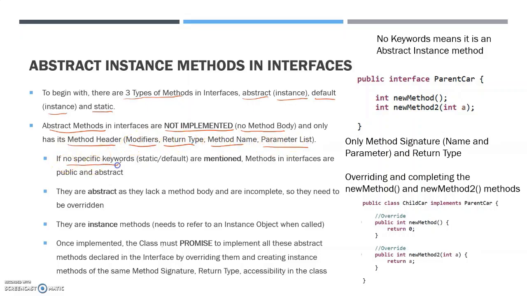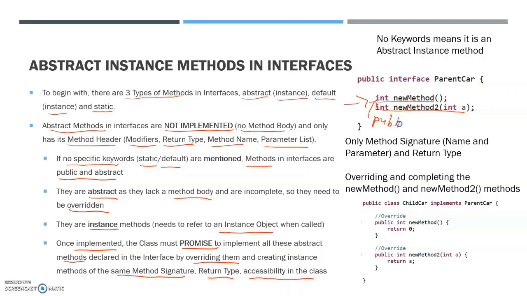If there are no specific keywords, specifically static or default, mentioned in the method header, then the methods in interfaces are always public and abstract. They are abstract as they lack a method body and are incomplete, so they need to be overridden. They are instance methods, which means they need to refer to an instance object when called. Once implemented, the class is promised to implement all these abstract methods declared in the interface by overriding them and creating instance methods of the same method signature, return type, and accessibility in the class. Both of these methods are public and abstract, even though there are no modifiers explicitly saying they are.